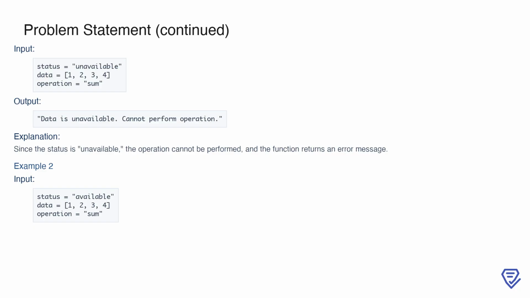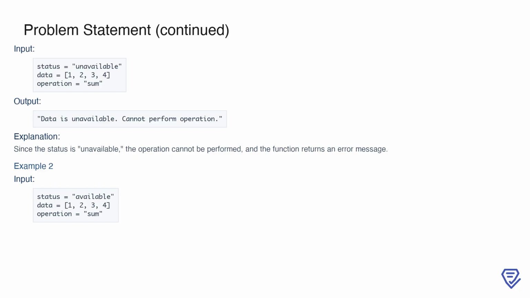Suppose the input status is unavailable, the data array is 1, 2, 3, 4, and the operation is sum. In this case, since the status indicates the data is inaccessible, the function cannot perform the operation. As a result, it simply returns the error message, data is unavailable. Cannot perform operation. This ensures that the function gracefully handles cases where the data cannot be accessed, regardless of what the operation or data array contains.